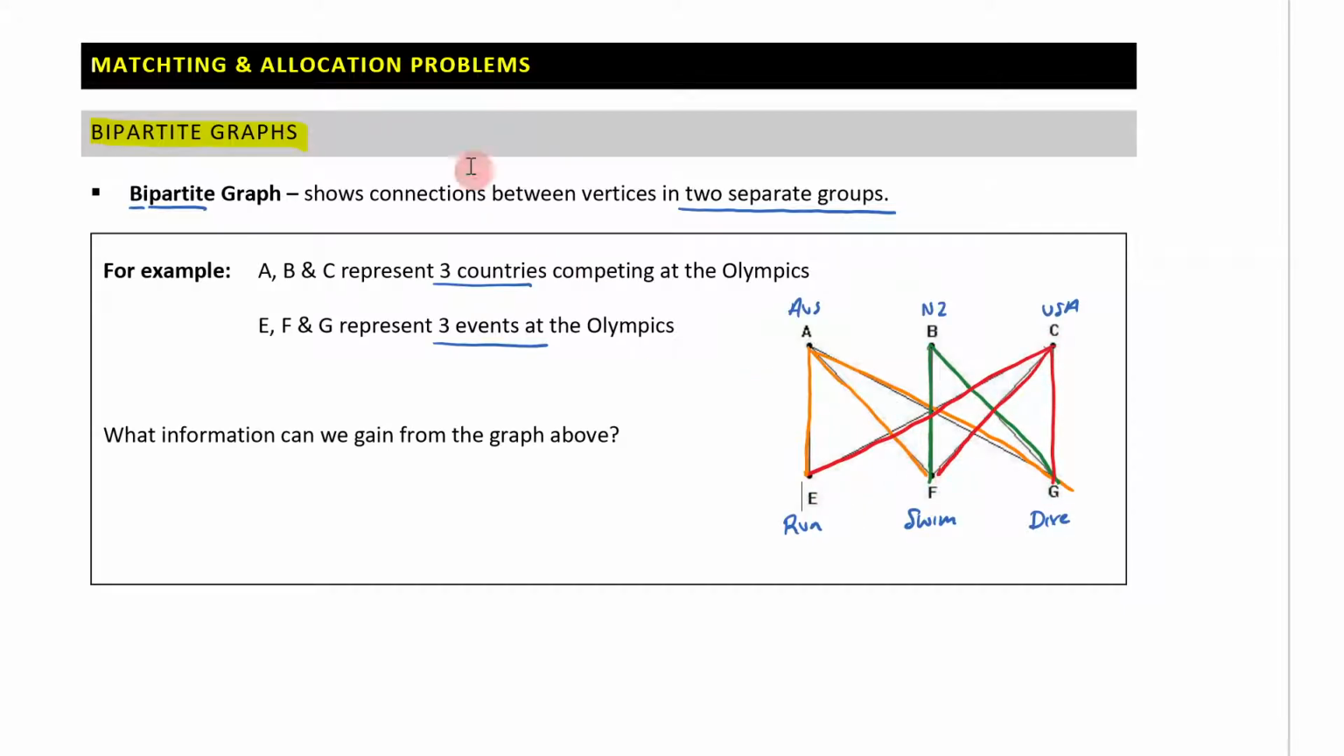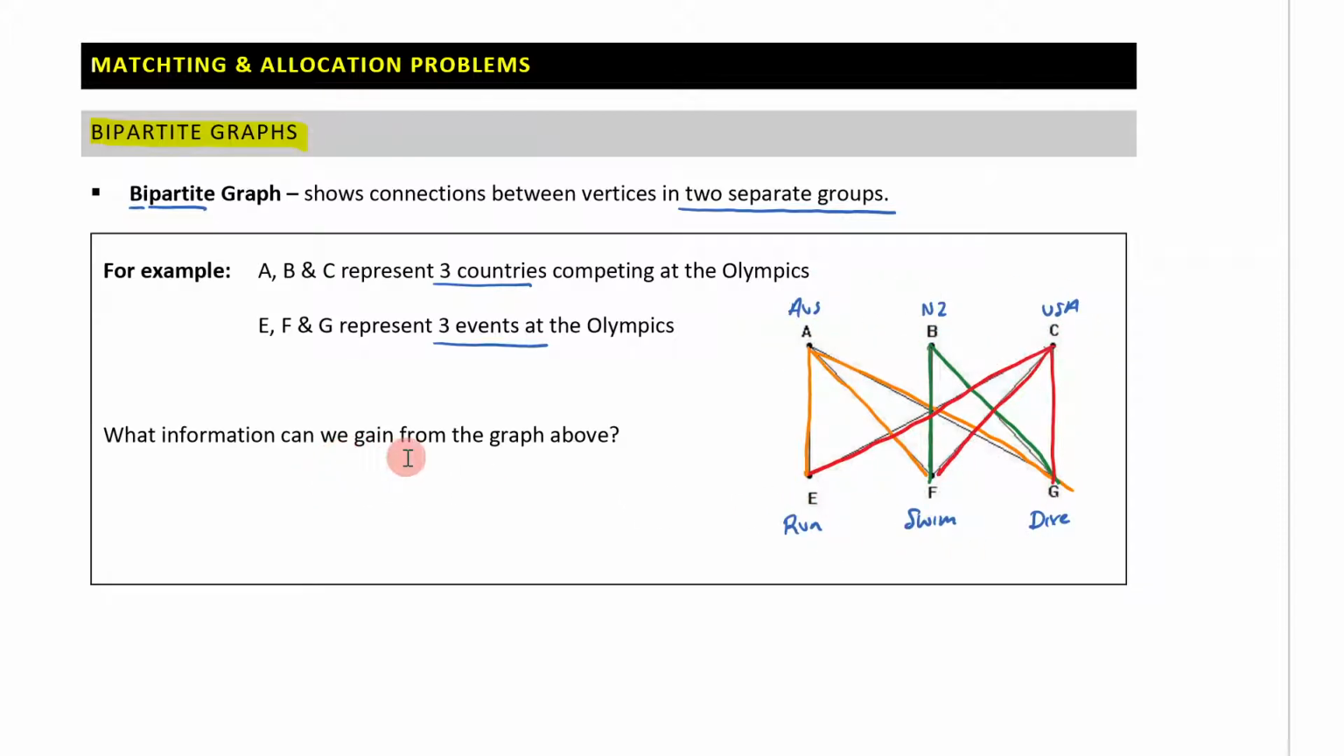Now, hopefully you can see it wouldn't make any sense at all to connect this way, would it? It wouldn't make any sense to have connections that way. So let's rub those out. That doesn't make any sense. You can't have connections those ways. It can only be from this group of countries to this group of events.